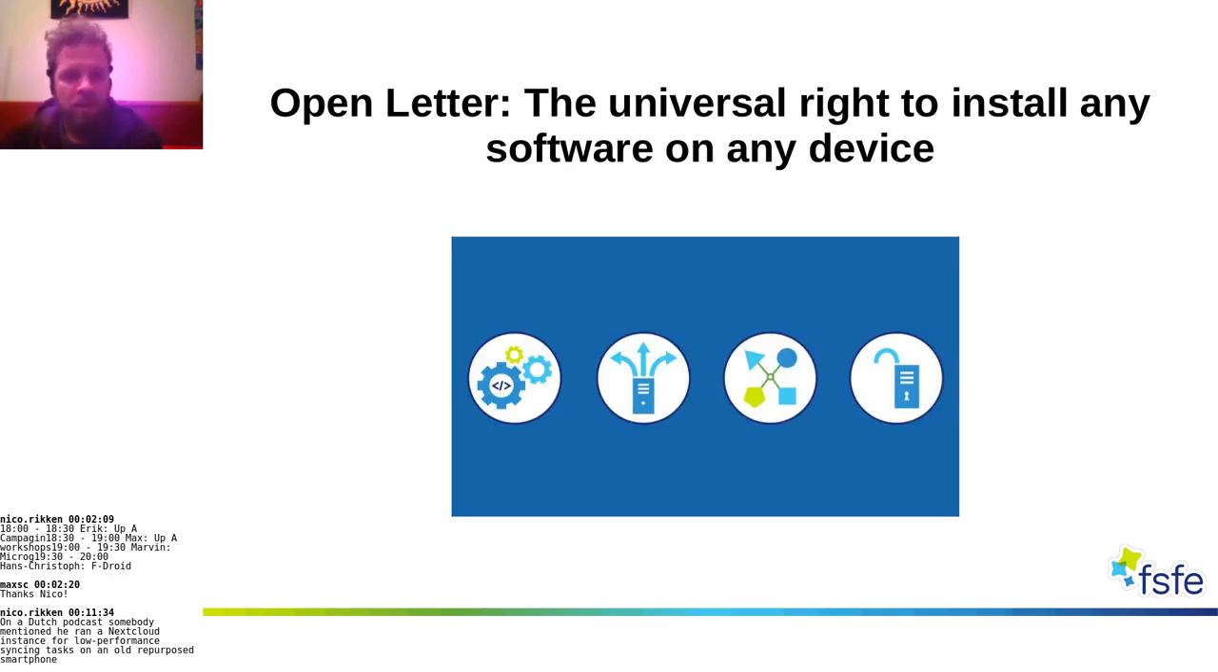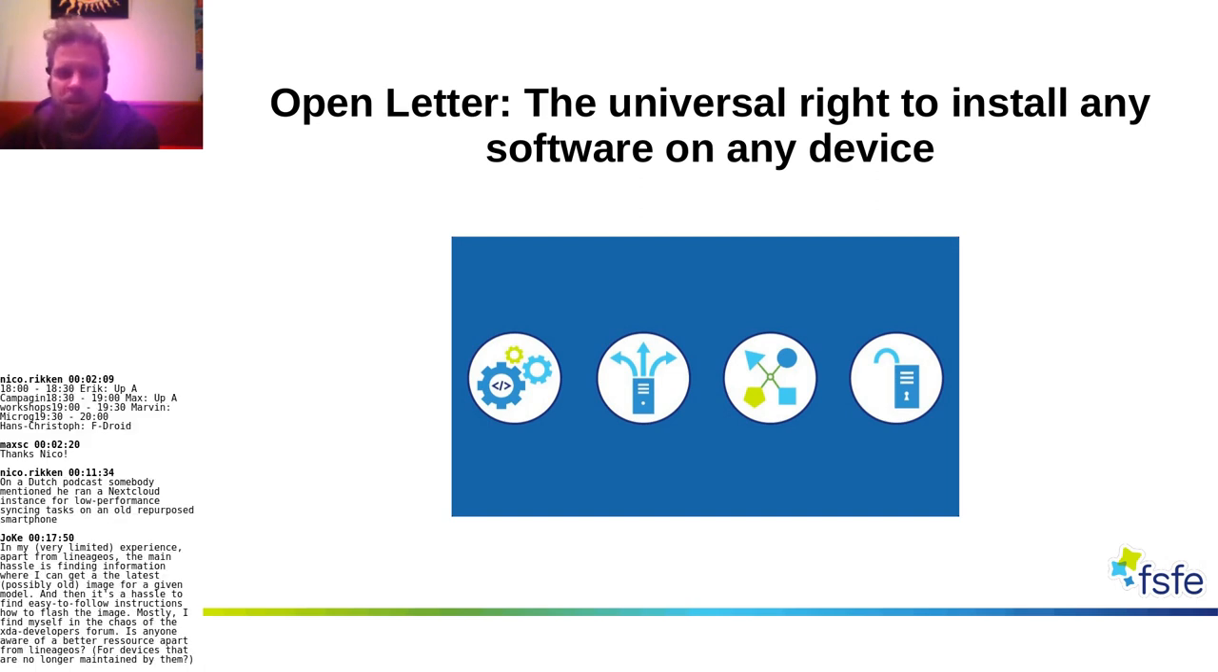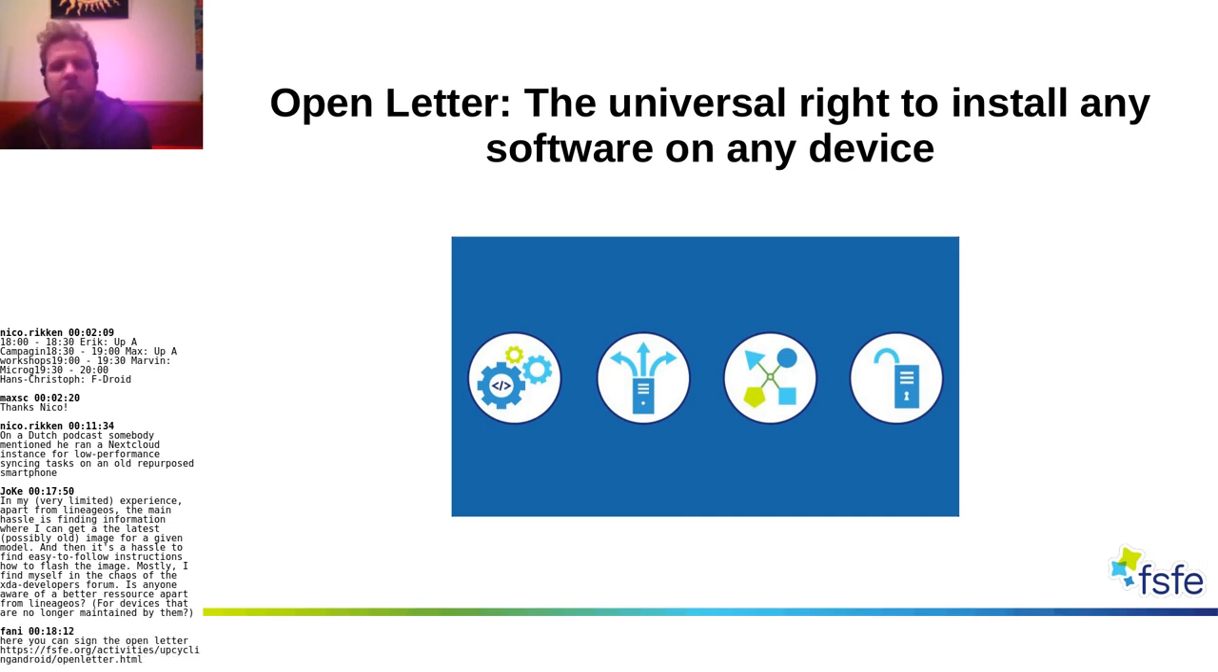And we have written an open letter in preparation for that, because we asked for the universal right to install any software on any device. If you look for this open letter, it's of course on fsfe.org. You can sign the letter, you can read it. There are four core demands that I'm not having the time now to go deeper into. But the point is, as you have seen, free software can save lives of hardware. And in order to make more use out of this, we need this universal right to install any software on any device.